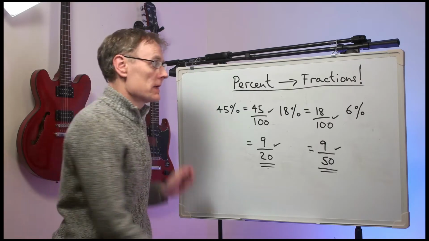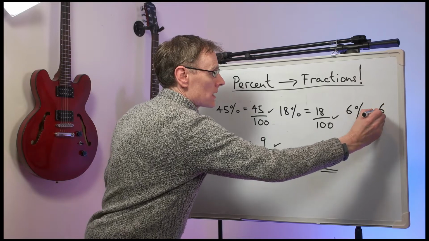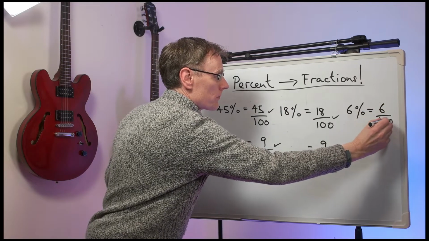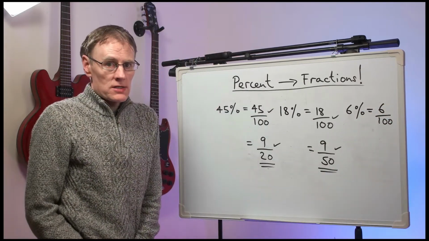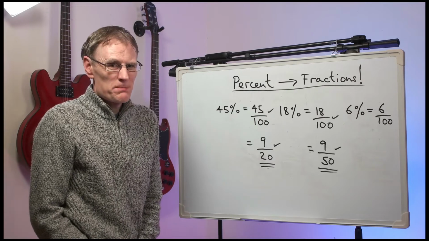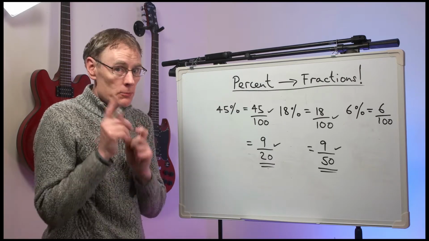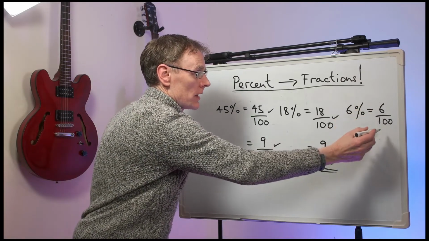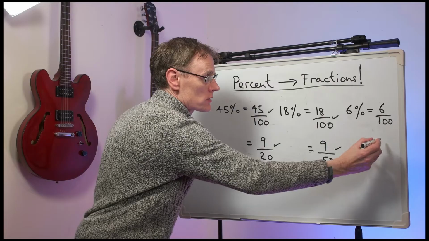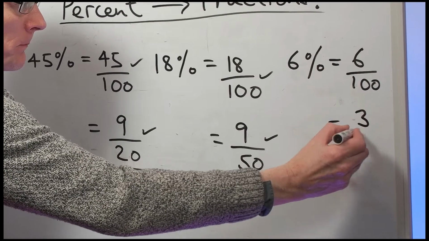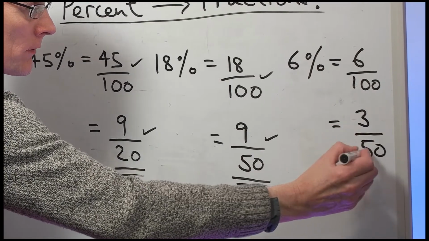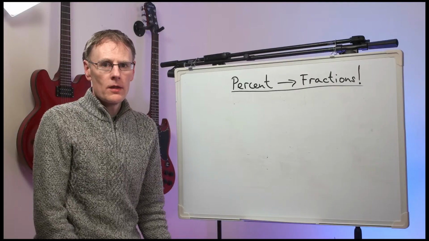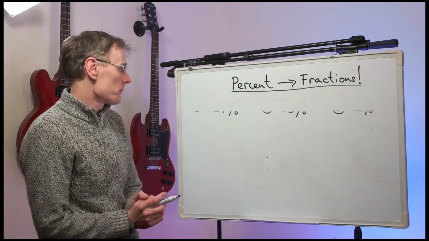6%. That means 6 out of 100. Imagine you did a big test and got 6%. 6 out of 100. It's a pretty small percentage. Here we can reduce that down. We can divide the top and bottom by 2 to get 3/50ths. Here are some practice questions for you.